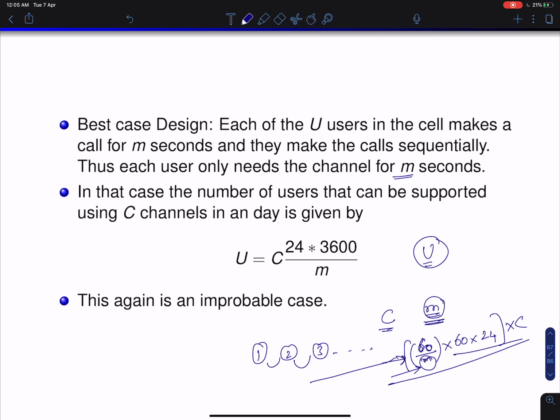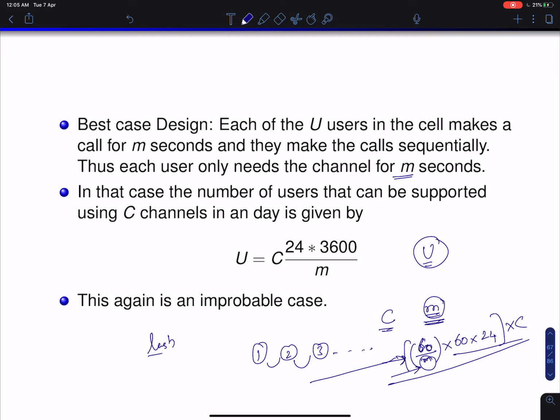Okay, so obviously the best way to understand is that as an operator, before you go on to decide how many channels you should assign in a cell for a base station, you have to understand the statistical nature of the people in the cell. What is the probability distribution with which they are going to make a call? What is the duration for which the call lasts?